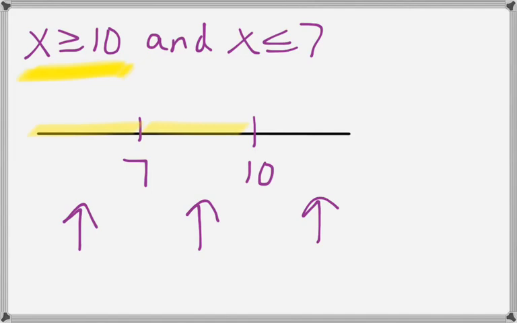Okay, well what about 10 itself? 10 itself satisfies the first one, but not the second one, right? 10 is not less than 7. And if we choose a number greater than 10, like say 11, that's also not less than 7. So we can't find any solutions. There aren't any solutions to this statement. You can't find a number that is both greater than or equal to 10 and less than or equal to 7. You can't find a single number that makes both of those true. So this one has no solutions.